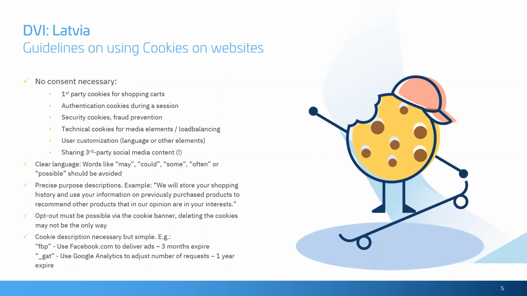Same for the purposes. They like to see very specific purpose descriptions. One example that they give is: we will store your shopping history and use your information on previously purchased products to recommend other products that in our opinion are in your best interests.